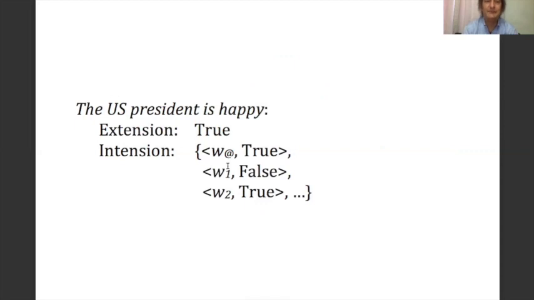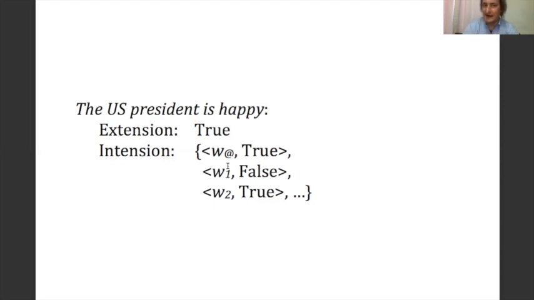The intention pairs worlds now with truth values. In the actual world, we get something true. In world 1, we get something that's false. The US president in world 1 is Barack Obama, and he was not happy in world 1, and therefore false. In world 2, that was Hillary Clinton, president. Hillary Clinton happy, therefore, pairs world 2 with a value true.